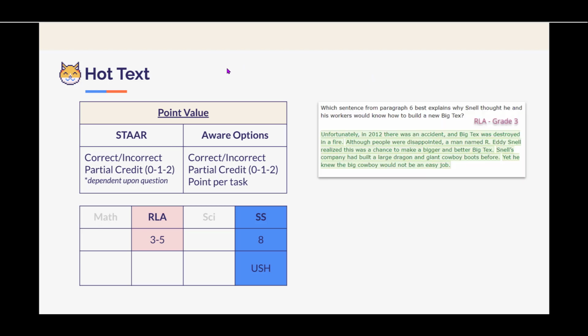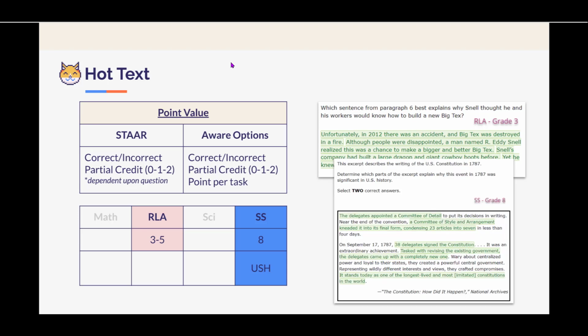Here are some examples. So this third grade RLA example is a really good example of an item that is scored as correct, incorrect, because you're only selecting one option. This 8th grade social studies example would be perfect for the partial credits because it's asking you to select two correct answers.